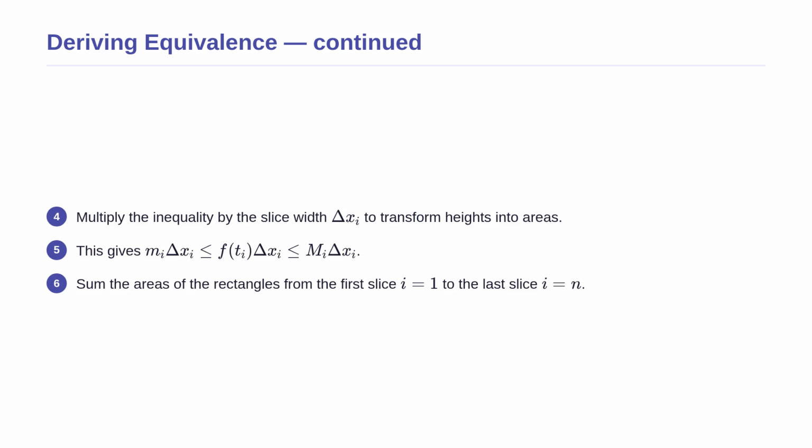The left term becomes the area of the lower rectangle. The middle becomes the area of the random Riemann rectangle. And the right becomes the area of the upper rectangle. This proves that for any single slice, the random rectangle is physically trapped. To find the total area, we simply sum up these rectangles from the first slice to the last slice across the entire interval.